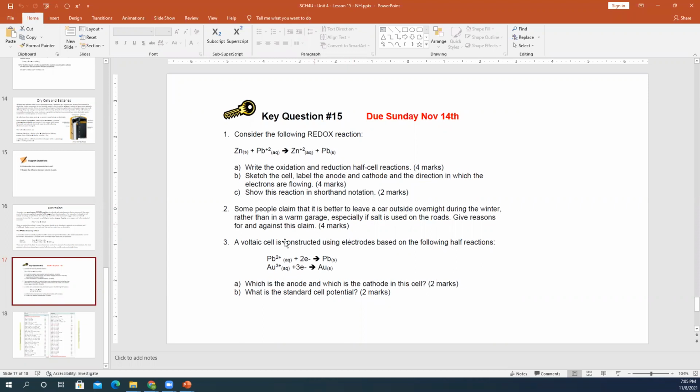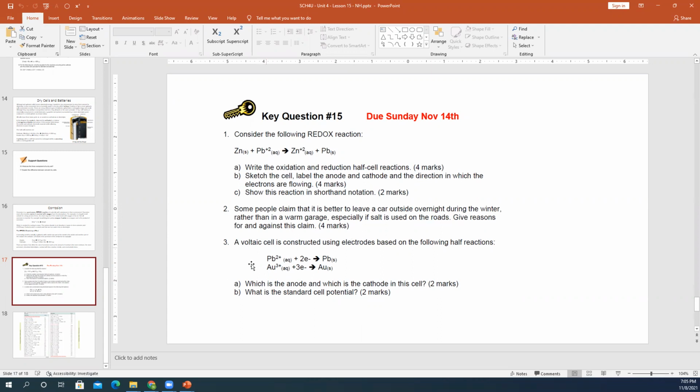So yeah. Now, number 3, a voltaic cell or a galvanic cell is constructed using electrodes based on the following half reactions. Okay, so you have been given these half reactions. Which is the anode and which is the cathode in this cell? 2 marks. And what are the standard cell potentials?